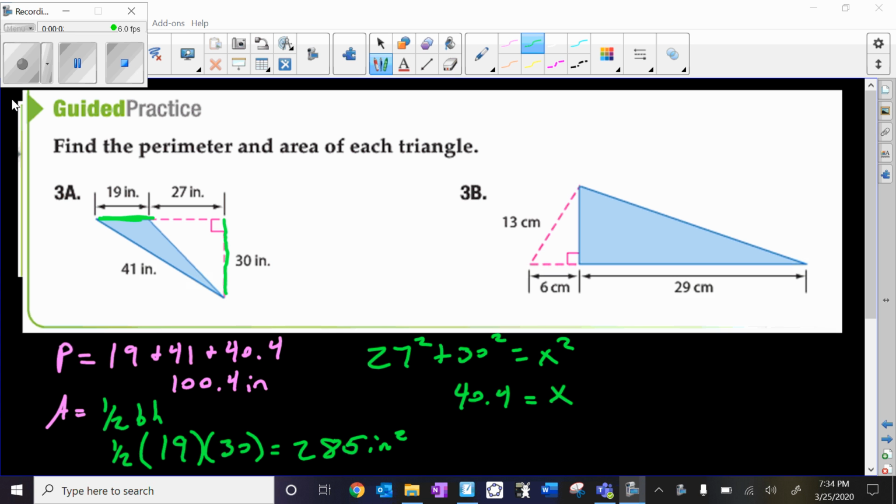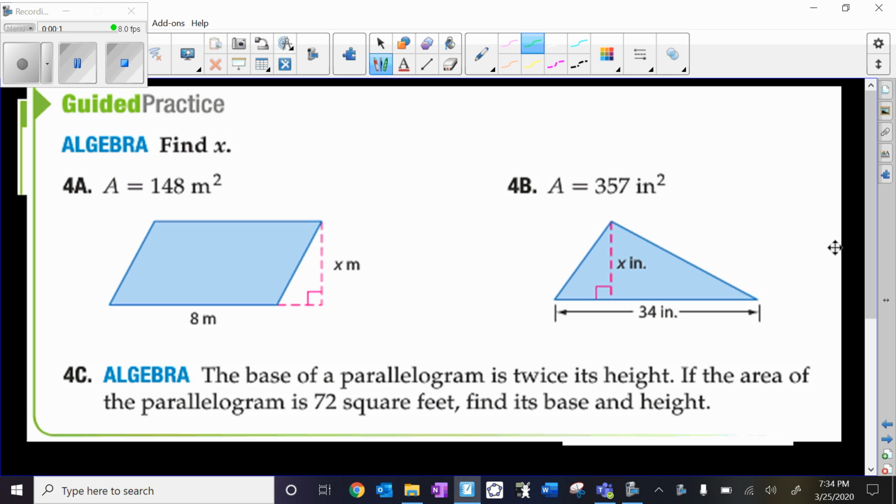Okay, now that we've found area and perimeter of both parallelograms and triangles, we're going to solve a couple other problems that use either the area or the perimeter. So we're going to look at two problems. We're going to look at 4b, and then we'll do 4c down at the bottom as well. So let's start with 4b.